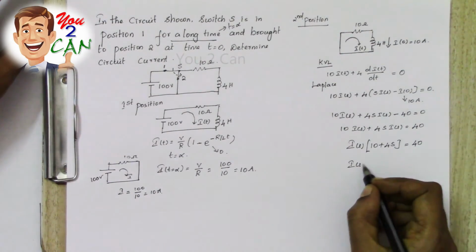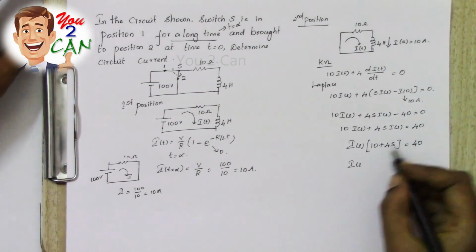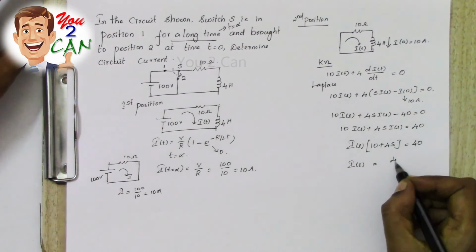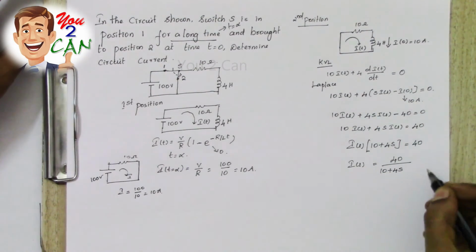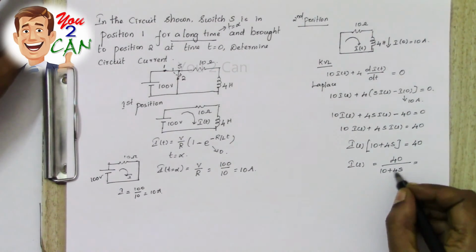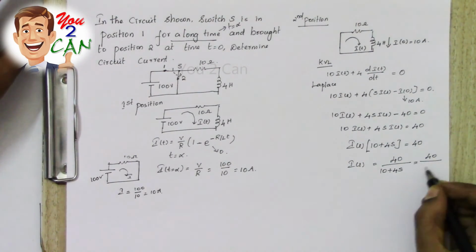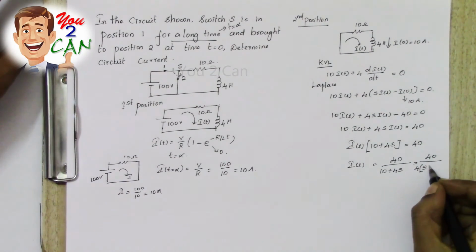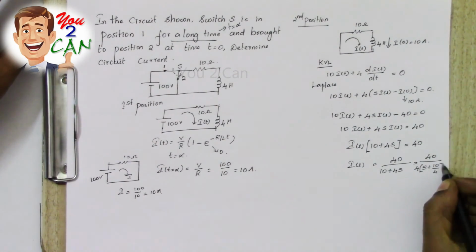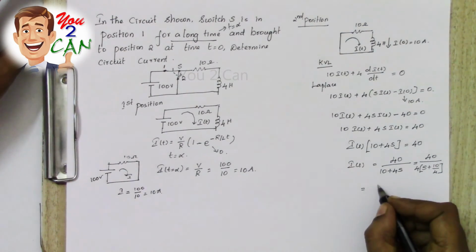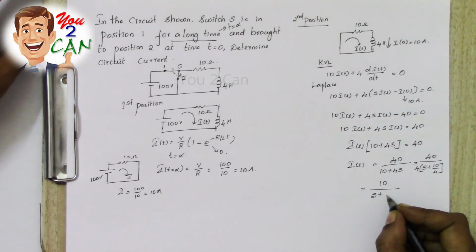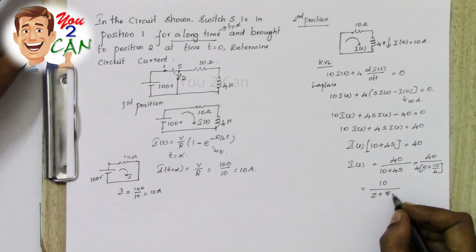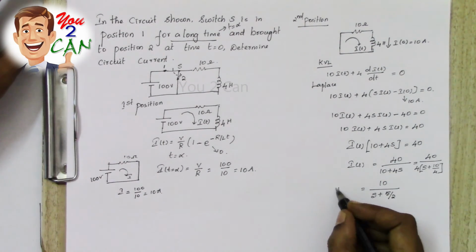So I of s will be 40 divided by 10 plus 4s. Take this 4 common outside. So 40 divided by 4 into s plus 10 by 4. That is 40 divided by 4 is 10, divided by s plus 5 by 2. 5 2s are 10, 4 2s are 8. So 5 by 2. So this is I of s.